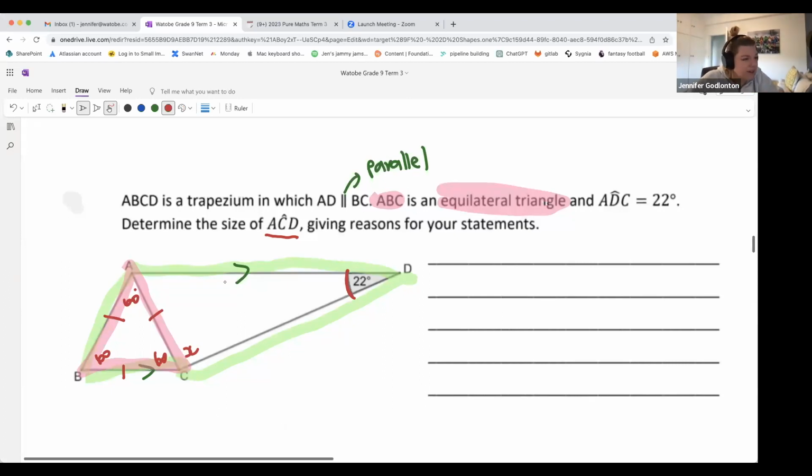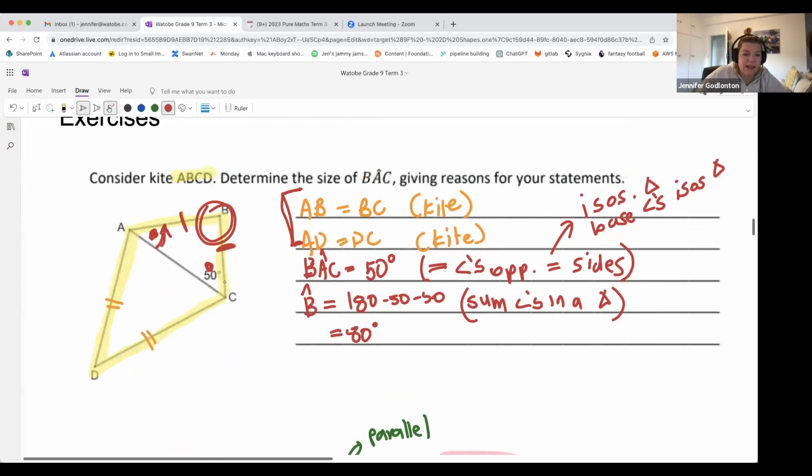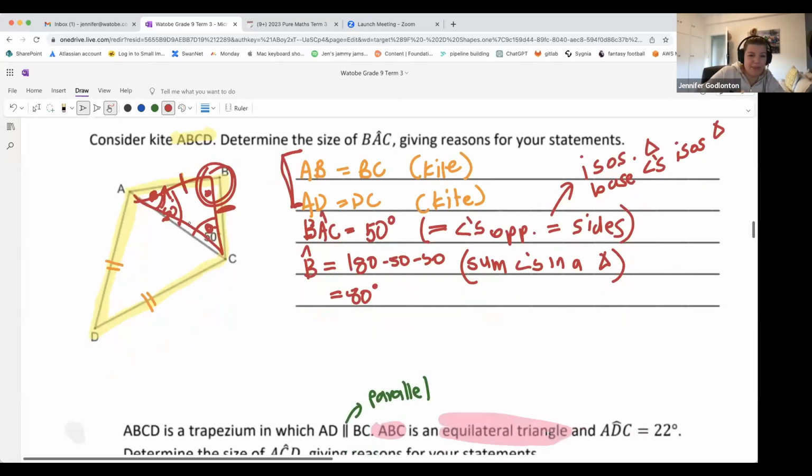Oh, yes, sorry, Justin. So the reason, I'm just going to pop up there quickly. The reason it's 180 minus 50 and minus 50 is because this angle over here is 50 degrees. This angle is 50 degrees. And in our triangle, the sum of all of them has to be 180. So we're saying 180 minus this angle must be equal to angle B. Okay.